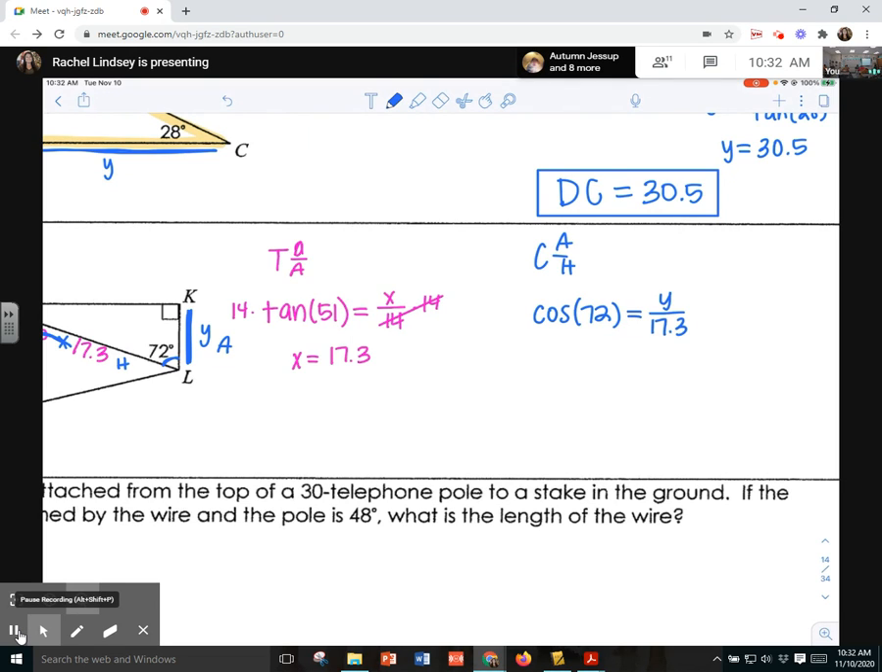So what would I need to do with that 17.3? You have to multiply it on both sides. I have 17.3 times cosine of 72.